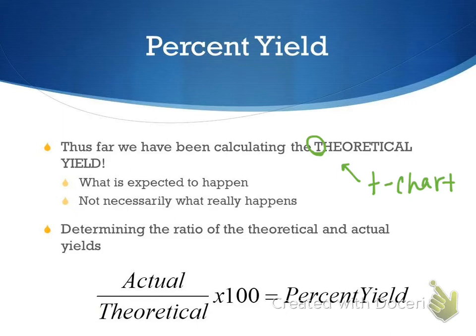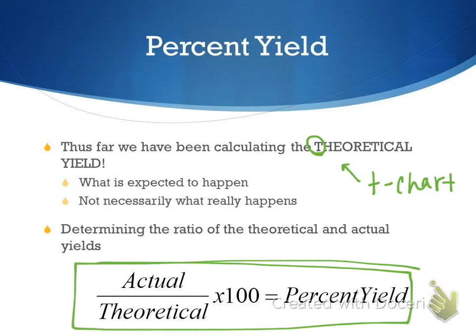Okay? So this is your equation that you need to have down as an equation for percent yield. Actual over theoretical times 100. Okay, and you'll see me write it like this. Actual over theoretical equals percent yield, right? Times 100 is to put it in a percentage, but I assume you guys know that well enough by now. Okay, so actual over theoretical times 100.